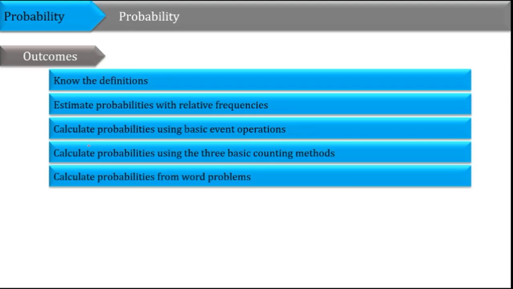Hi everyone. In this section we'll be looking at probability and also conditional probability. Same as before, let's look at the outcomes first. First thing is know the definitions, very important. Then you must be able to estimate probabilities using relative frequencies, which was done in the section on frequency distributions. Next, you must be able to calculate probabilities using basic operations, calculate probability using counting techniques, and calculate probabilities from word problems. Very important because that's the type of problems that you'll be getting in the test and the exam.